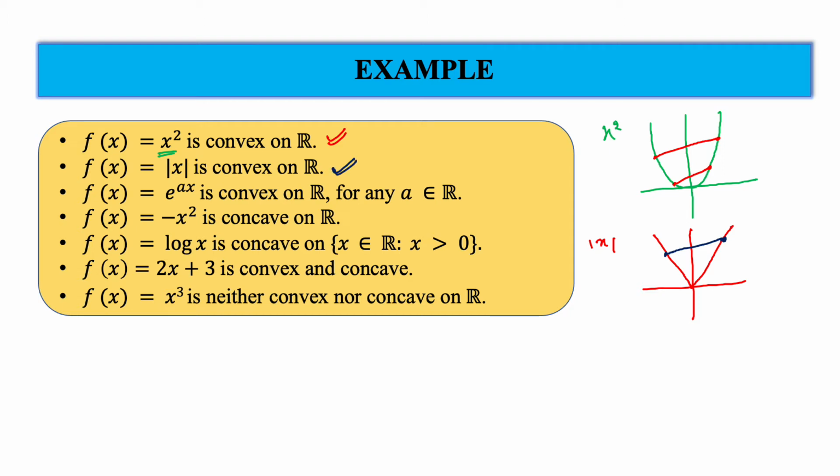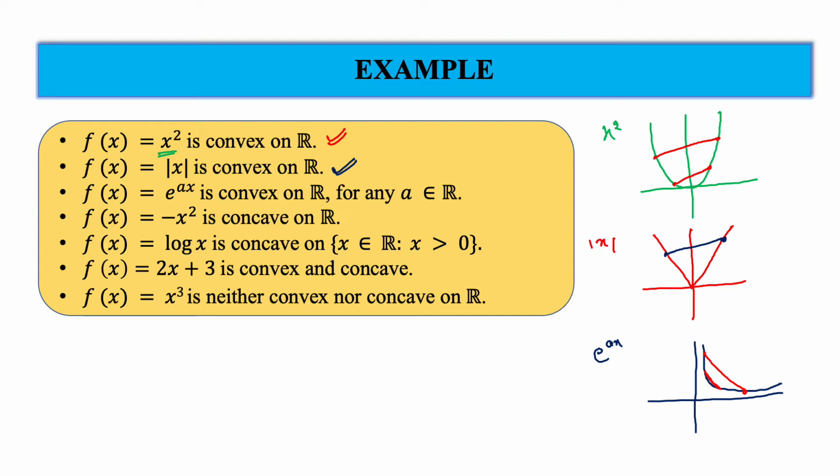Now for e^(ax), where a is a scalar, the graph will look something like this. Again, you take any two points on the curve, and join the chord. The chord will have all values greater than your curve.